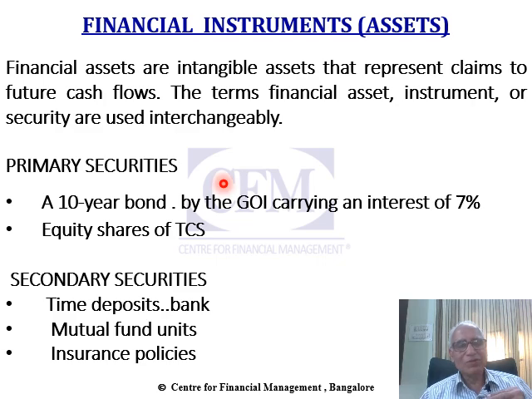Examples of primary securities are a 10-year bond issued by Government of India carrying an interest of 7%. This bond would earn an interest of 7% annually and mature after 10 years. Equity shares issued by TCS. Examples of secondary securities are time deposits with banks, mutual fund units, insurance policies.